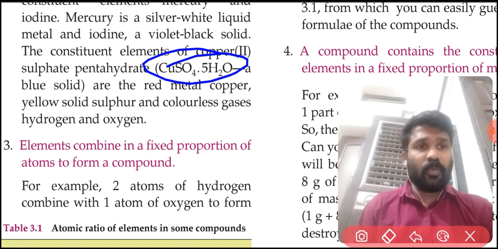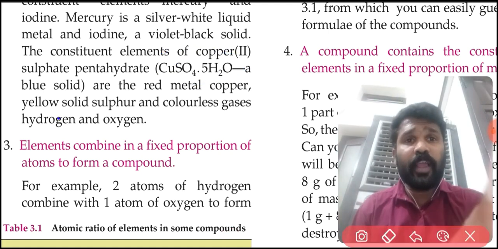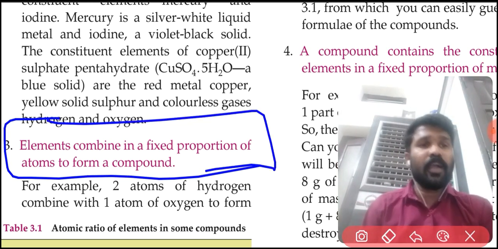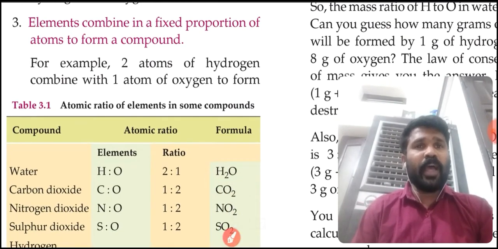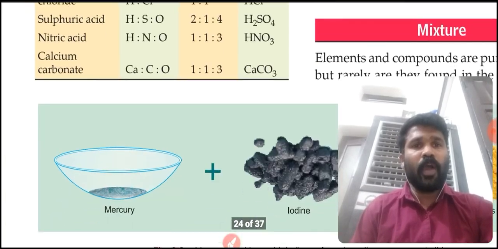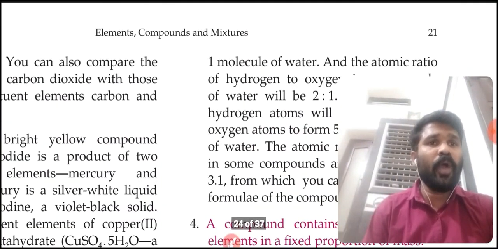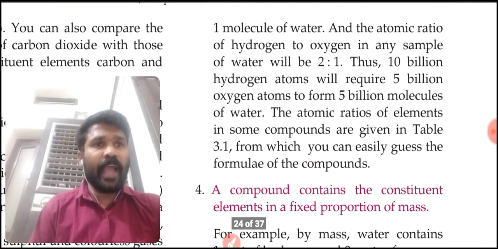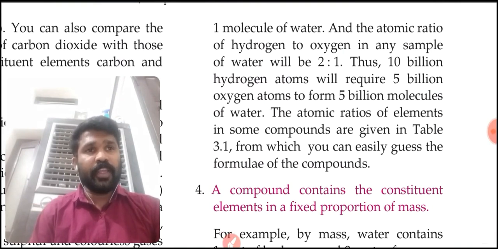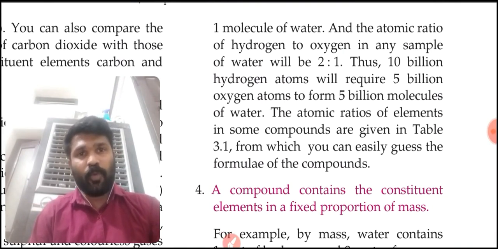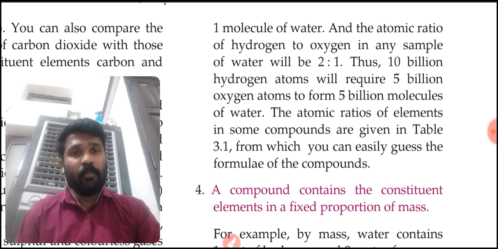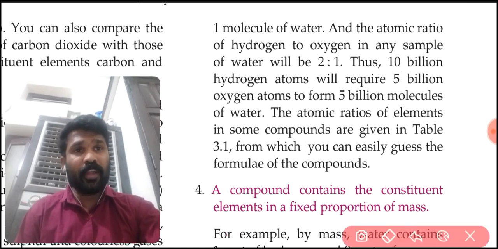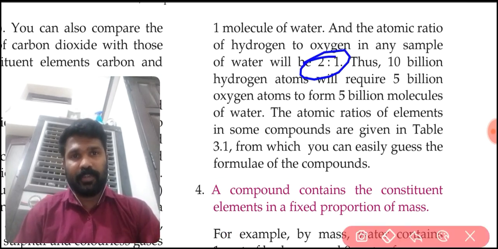Now the next one: elements combine in a fixed proportion of atoms to form a compound. For example, two atoms of hydrogen combine with one atom of oxygen to form one molecule of water, and the atomic ratio of hydrogen to oxygen in any sample of water will be 2:1. Thus, 10 billion hydrogen atoms will require 5 billion oxygen atoms to form 5 billion molecules of water. There is a particular ratio for the formation of water.